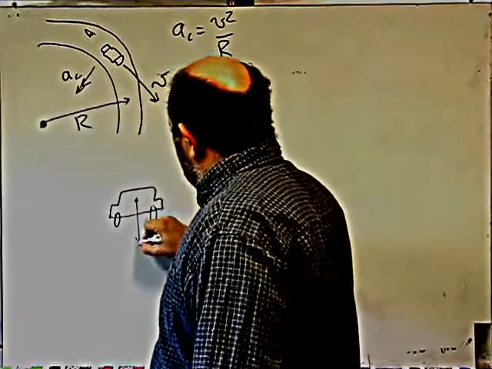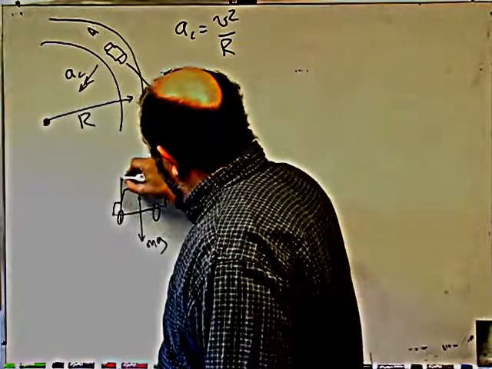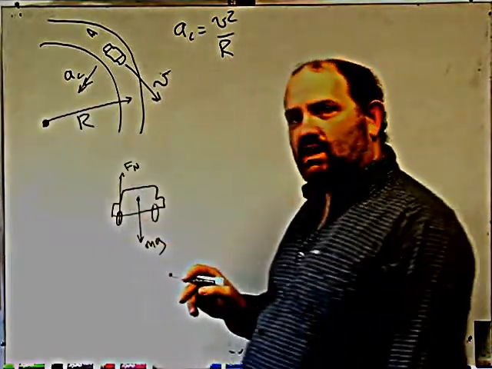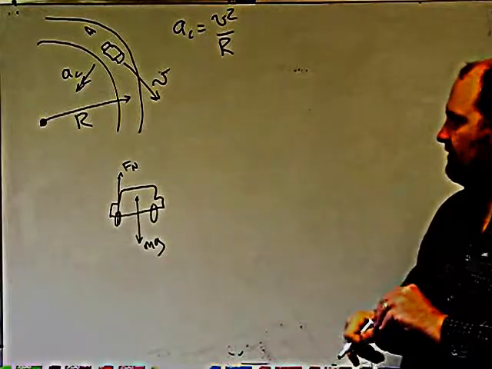Well, we have gravity down. We've got a normal force up, which really acts on all four tires. I'm going to draw it all on just one tire. We're going to abstract and just sum the whole thing together for one.